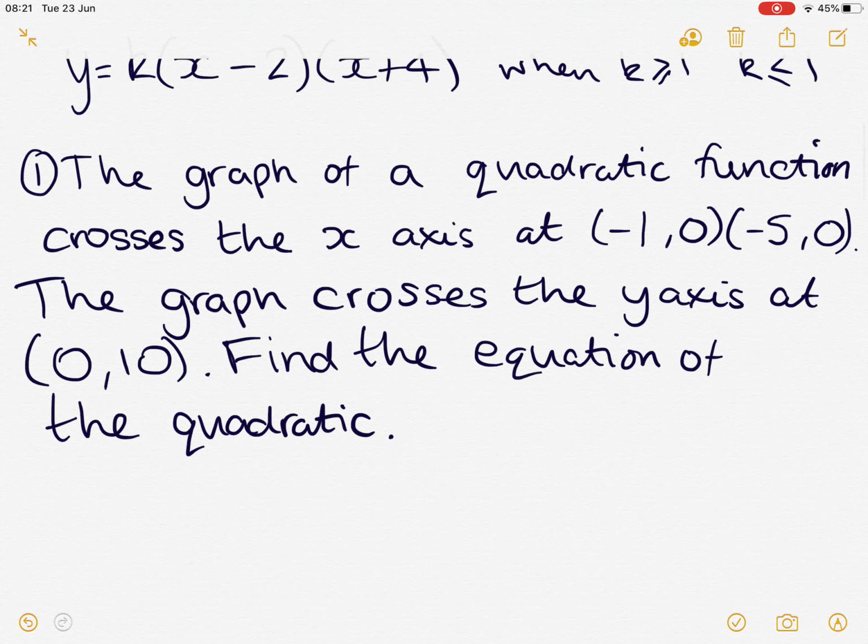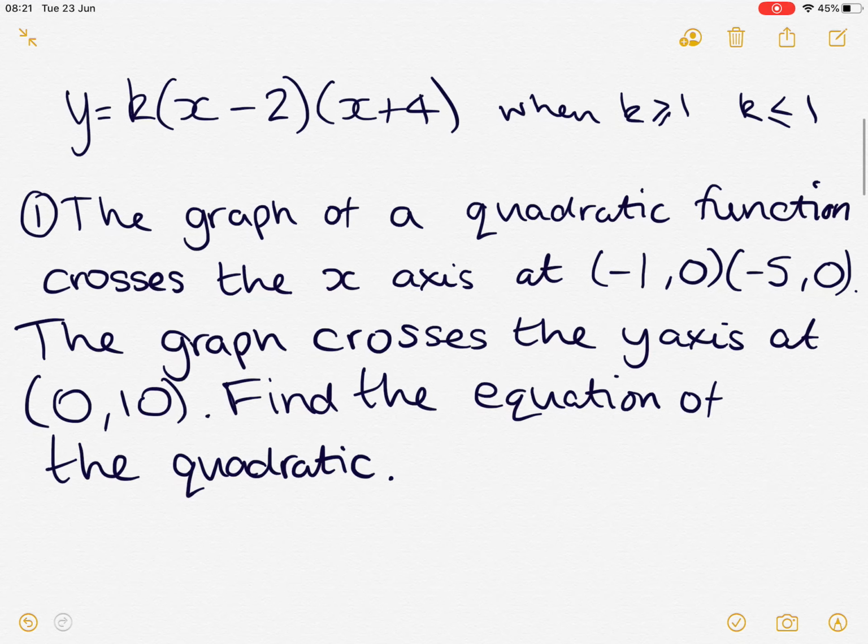Okay, so if we had something like the graph of the quadratic function crosses the x-axis at negative 1, 0, negative 5, 0. The graph crosses the y-axis at 0, 10. Find the equation of the quadratic. Okay, so we know that it's got to look something like this one above. So y equals k, and then I'm not going to put 2 and 4 in, I'm going to put a and b, it doesn't matter what signs we do.